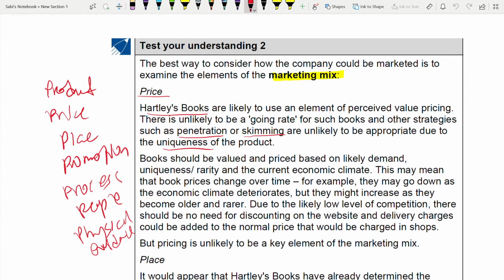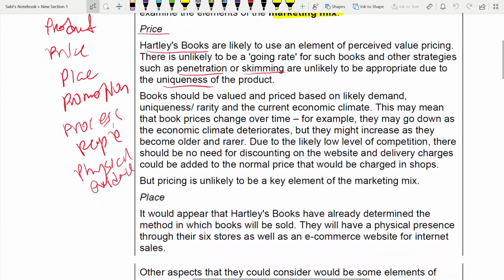So second paragraph, usually they talk about the demand and how the prices have to be according to the demand. Right? That if the product becomes old and rare, price might increase. Or if the economic climate deteriorates, price will go down. Okay.